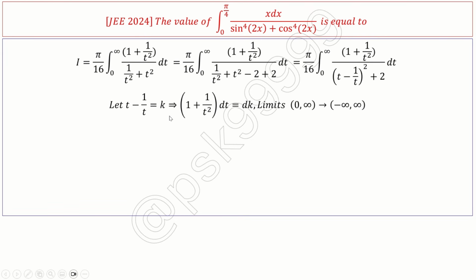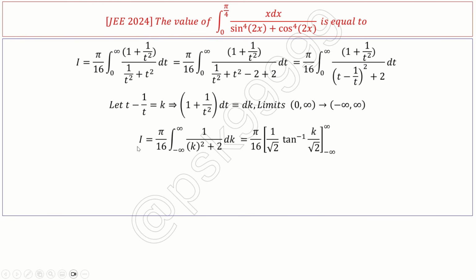T minus 1 by t as k, then 1 plus 1 by t square dt is dk. The limits will change. If I take 0, k will become minus infinity, and if I take infinity, k will become positive infinity only. So my integration is I equal to pi by 16, integration from minus infinity to infinity of 1 by k square plus 2 dk, which is nothing but, we know this is tan inverse: 1 by root 2 tan inverse of k by root 2. This is root 2 square, right? So pi by 16 into 1 by root 2 tan inverse of k by root 2, with limits from minus infinity to infinity.